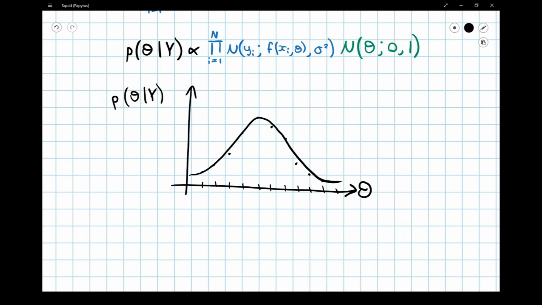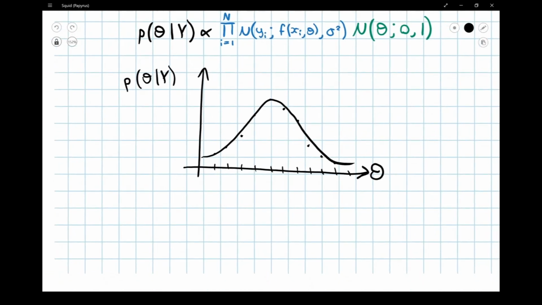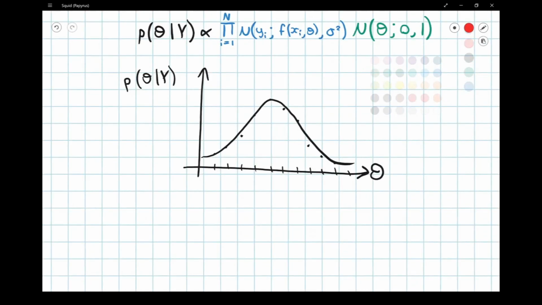We have something that is at least proportional to the probability distribution over theta given y. And the fact that we're only proportional to doesn't matter, because obviously you can see that this value of theta is still the most probable. Whether or not you multiply this thing by a constant, it doesn't matter, that's still true.